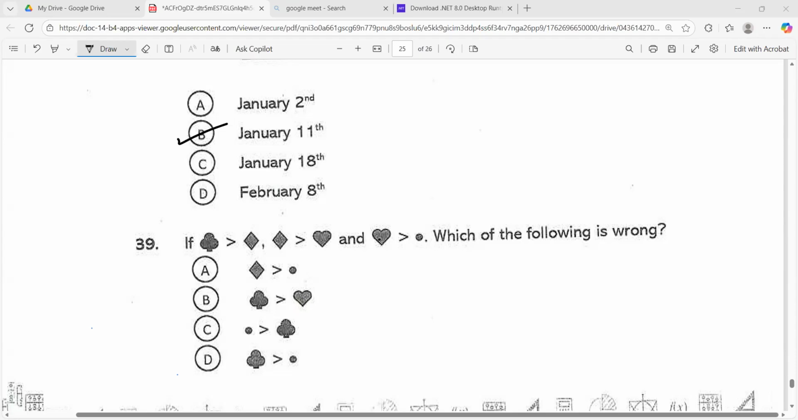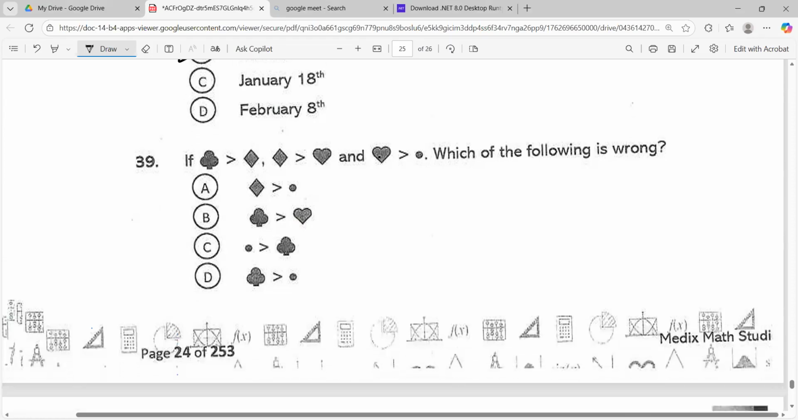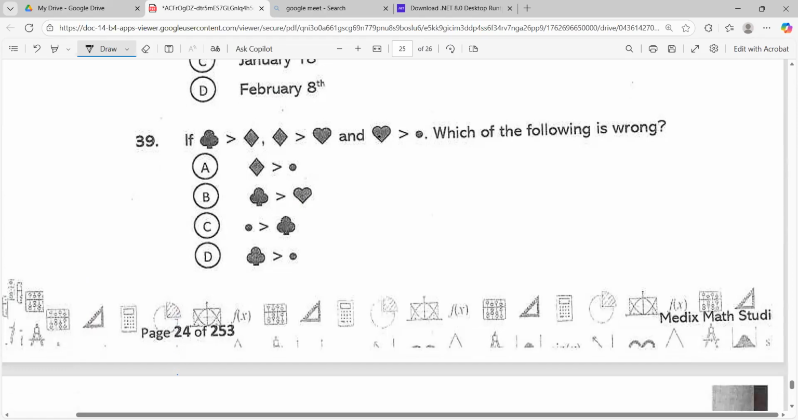Number 39. I don't know that symbol. Let's call it anything you want. It's actually a club. If the tree is greater than diamond, diamond is greater than heart, and heart is greater than the dot, which of the following is wrong? It would be C because the dot is smaller than the tree.